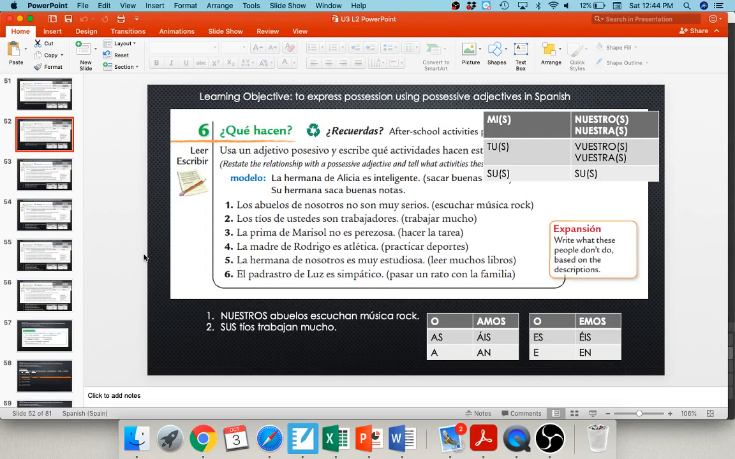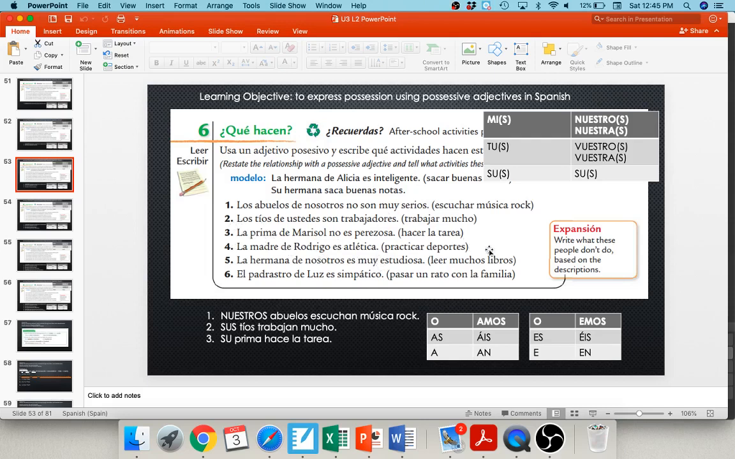So her cousin, in this case with prima, female cousin, to say her, our options were su or sus. In this case, we're going to use su because there's only one cousin. So su prima. And then hacer la tarea, we're going to chop off our ER in hacer. The she box was down here to say that she does her homework, ella. We're going to add an E here. Hace la tarea.